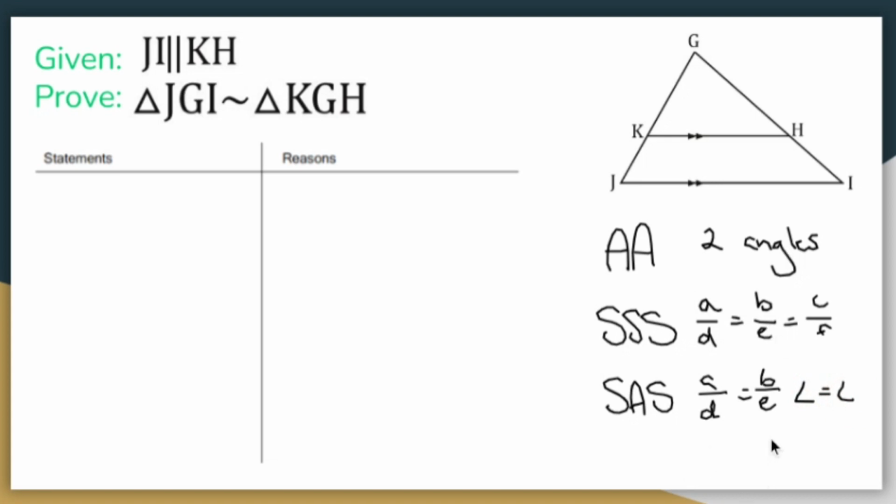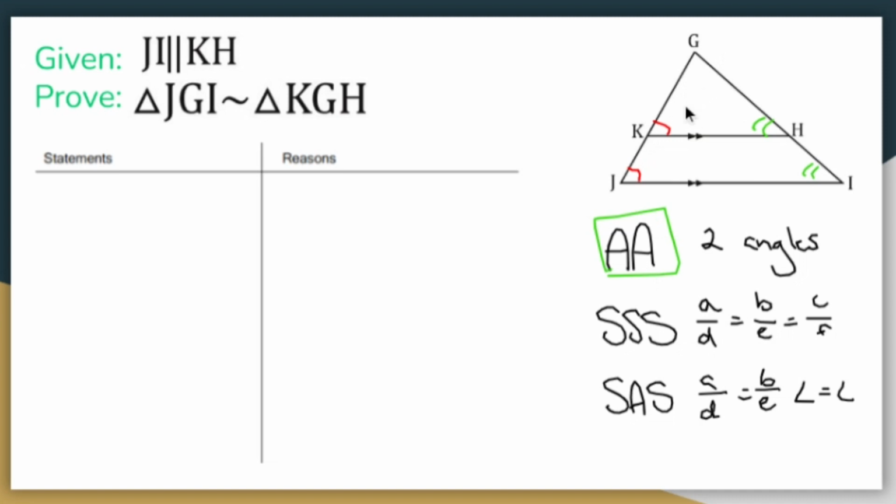then I'm good. So what I'm going to do here is see what information I have. I have the fact that JI and KH are parallel. Now that would make J and K congruent because they're corresponding angles. What that also means is H and I are congruent because those are corresponding angles too. So right then and there, I have my double A. Okay, and I can prove that these two guys are similar.